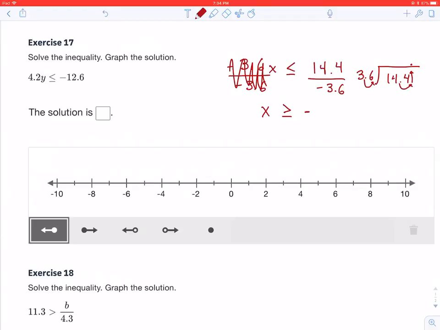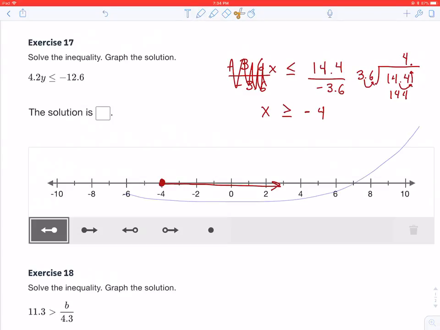And then I have to ask myself, how many times does 36 go into 144? Well, 36 into 144 goes in 4 times. 4 times 36 is going to be 144, so I'm going to have a remainder of 0. So all in all, x is greater than or equal to negative 4. X can equal negative 4, so I would use a closed circle. And it's also greater than negative 4, so I'm going to go to the right.